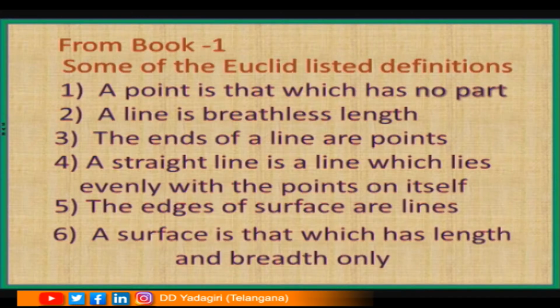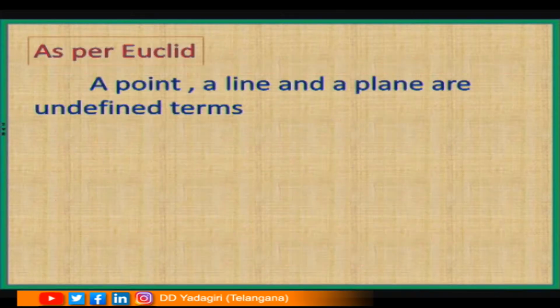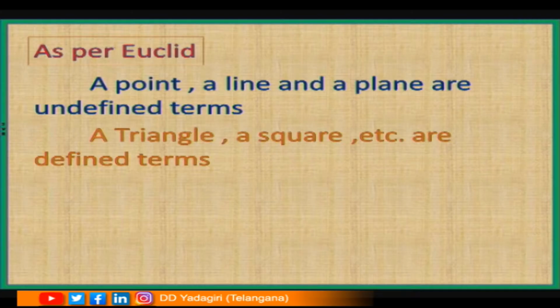Now, let us see some more things. As per Euclid, a point, a line and a plane are undefined terms. A triangle, a square, etc. are defined terms as per him.